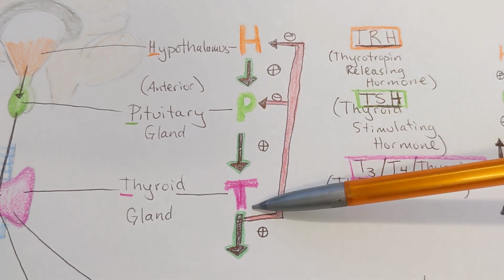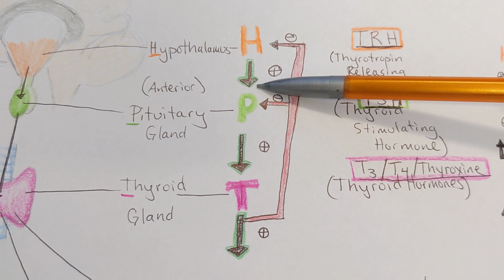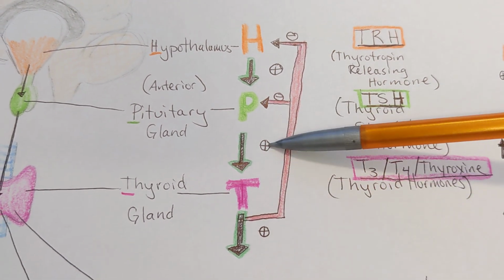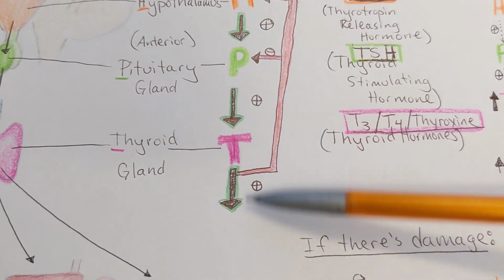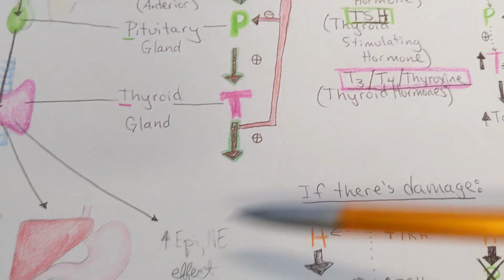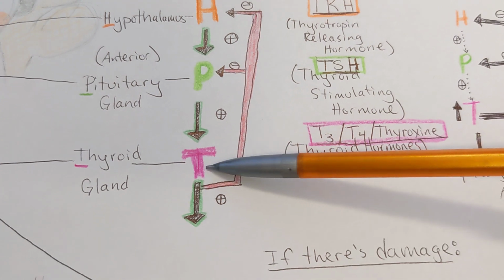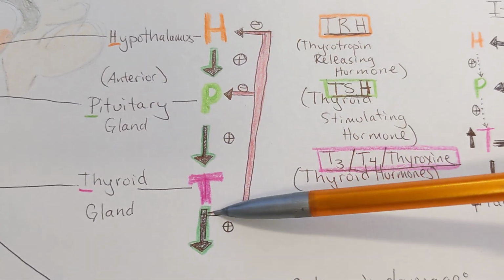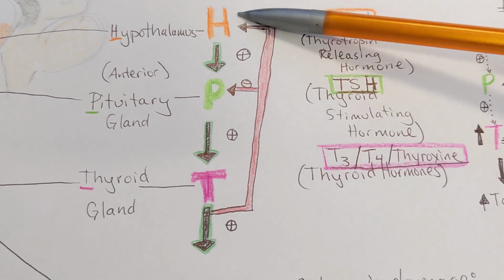This produces an axis. Hypothalamus stimulates the pituitary, positive. Pituitary stimulates the thyroid, again positive. Thyroid hormones generally stimulate these target organs. I'll talk about that in a second. Again, positive. This axis also has built-in negative feedback.